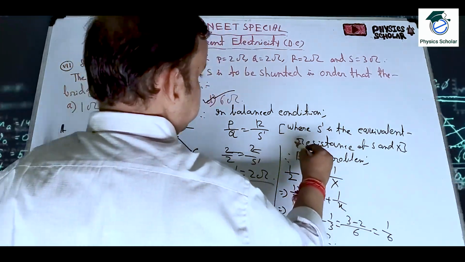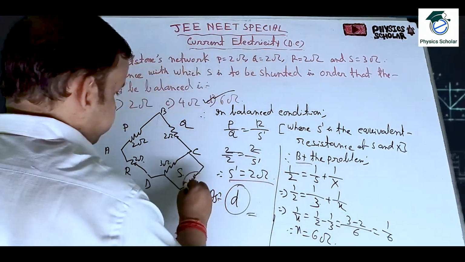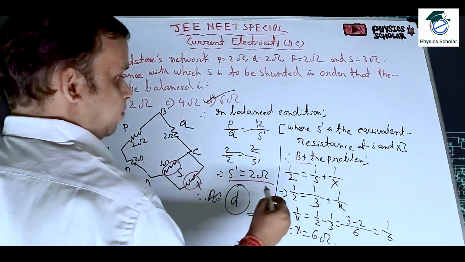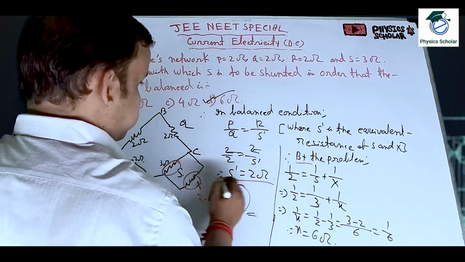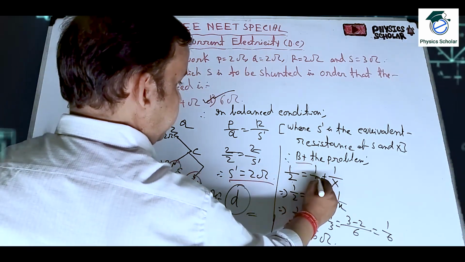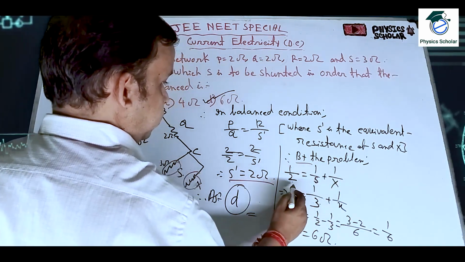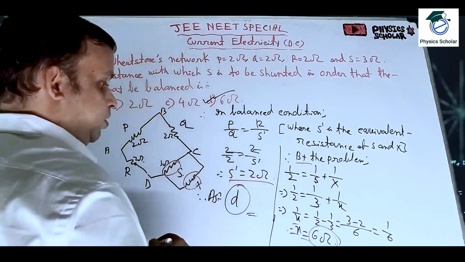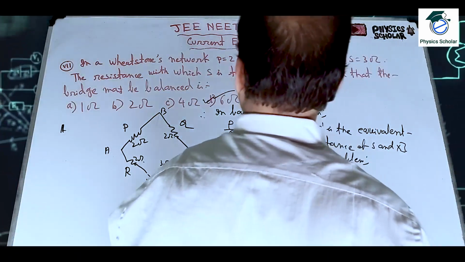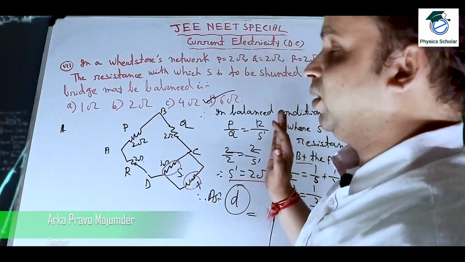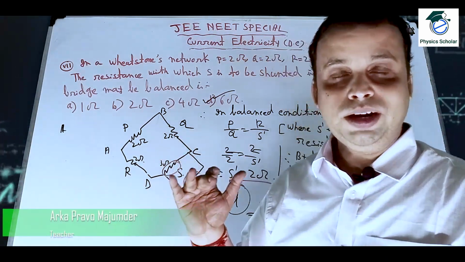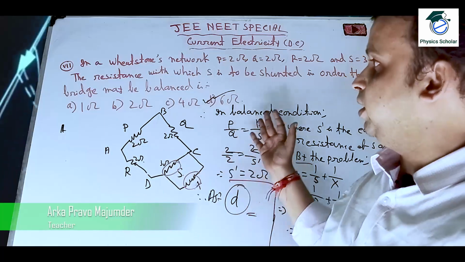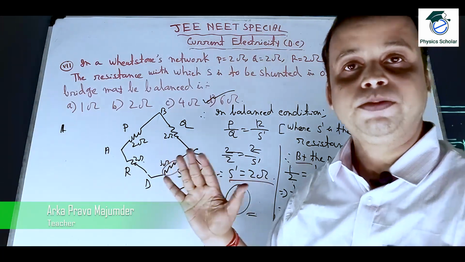Now the thing is that these two resistances are in parallel. Clear? So equivalent resistance is 2. So 1 by 2 is equal to 1 by S plus 1 by X. Clear? So 1 by 2 is equal to 1 by S means 3 plus 1 by X. So from this, the value of X is coming 6. Okay. So this is the sum. Very easy. Clear? So I hope whatever the problems we have done up to this, you understand it properly.